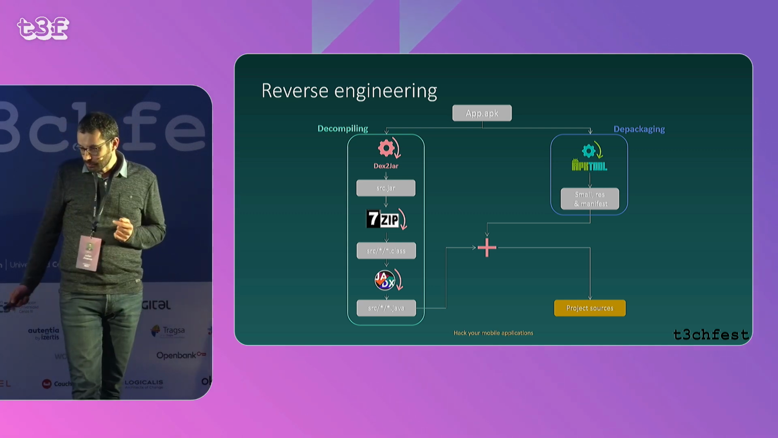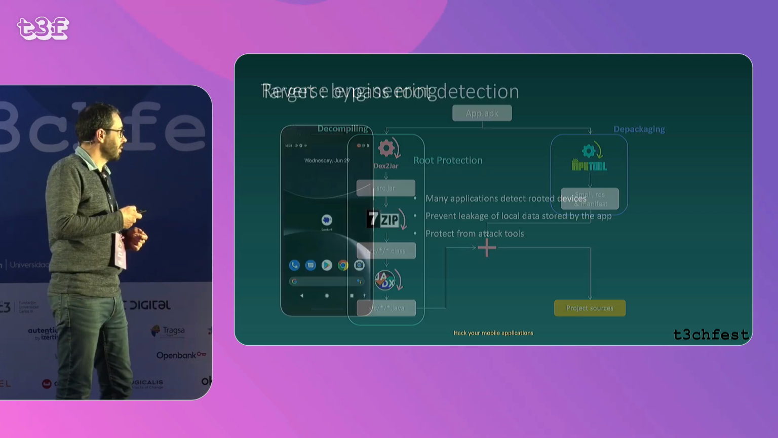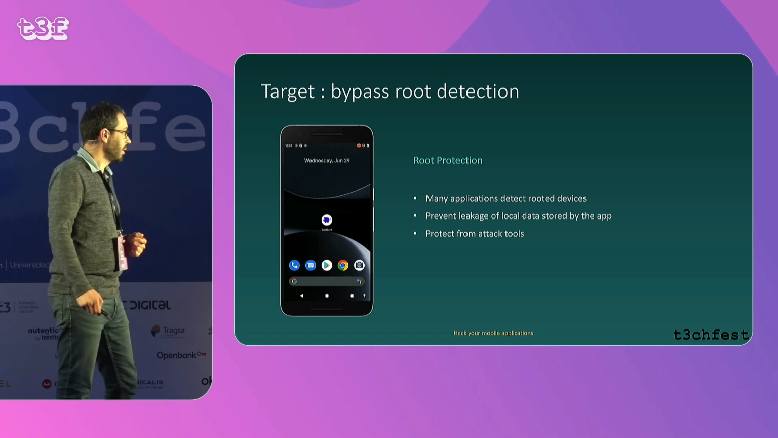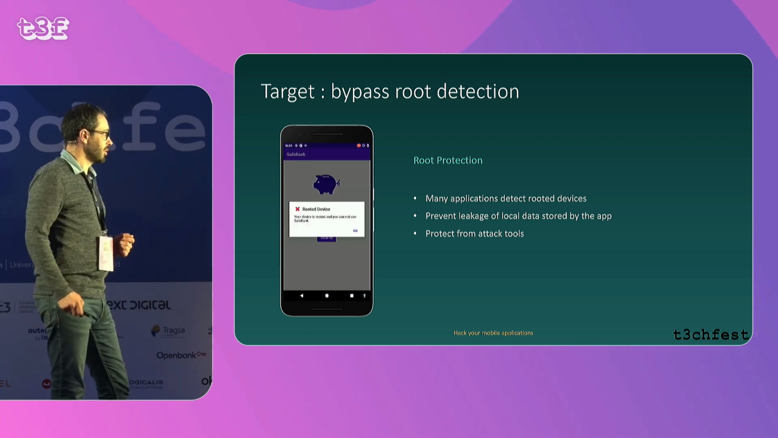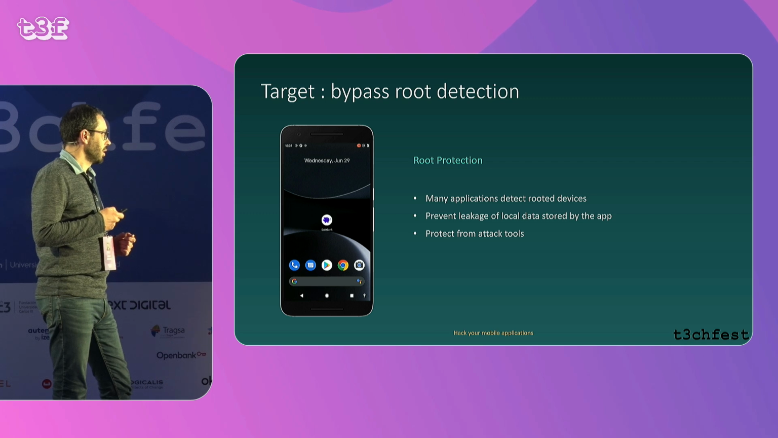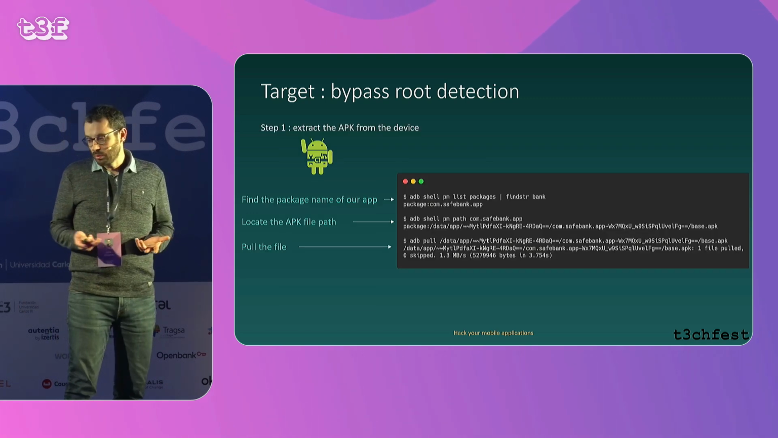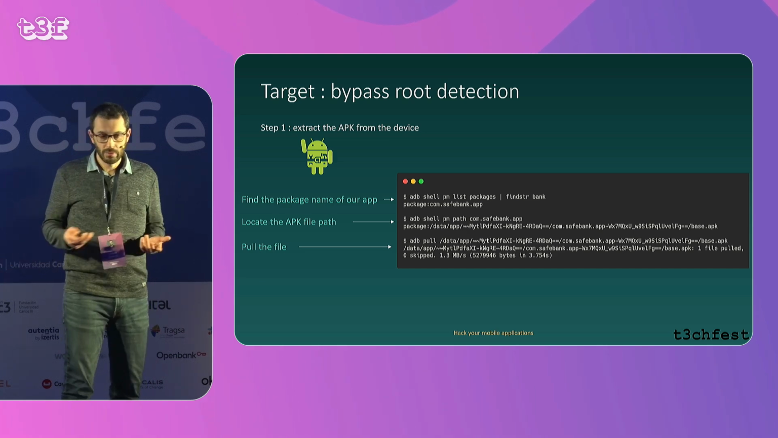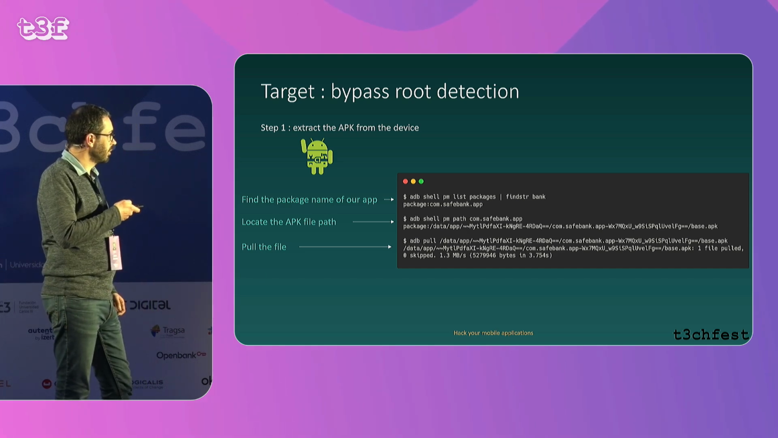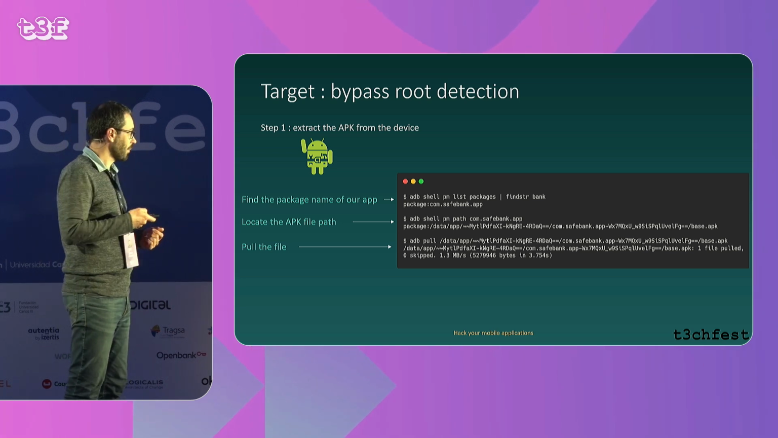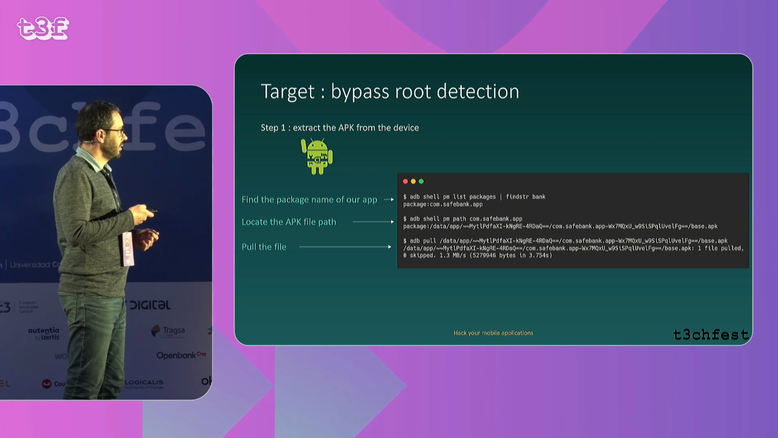Okay, so now it's cool, but I have my root protection. So how will I bypass this protection? First step, I will take my application, because the application is on the mobile. I will run these commands. The first one is to find the package name. Here I can list the packages which are on the mobile phone. Okay, my package name is this one.